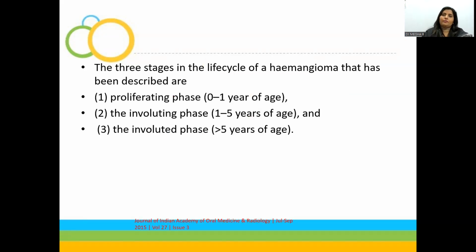Coming to the life cycle of hemangioma, there is a proliferating phase, up to 0 to 1 years of age. Once it appears, there is a rapid growth phase which happens during 0 to 1 year of age. After that, there is an involuting phase, 1 to 5 years of age, where the lesion starts involuting, that is, a decrease in the lesion is noted. Then there is an involuted phase where the lesion completely disappears, over the period of 5 years of age.